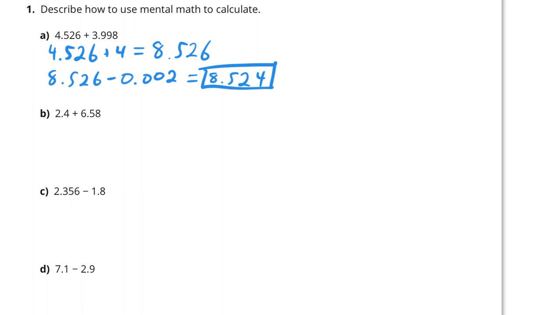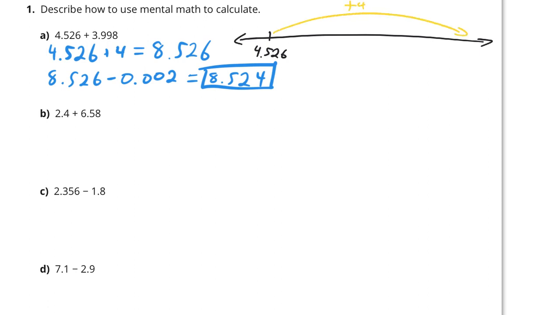To show you how this works on a number line, I'll just illustrate very briefly up here on this open number line. We started at 4.526, and then they wanted us to add 4. So here we go. We added 4, and we got to 8.526. But we went too far, right? So that's why we had to subtract that. We had to subtract 0.002, which got us to that final destination of 8.524.